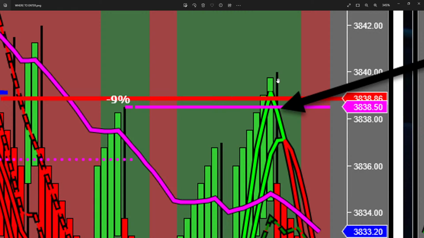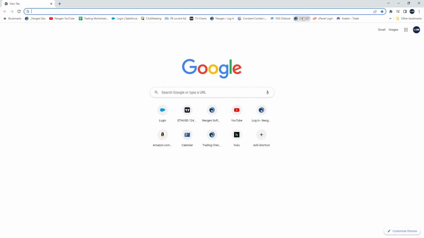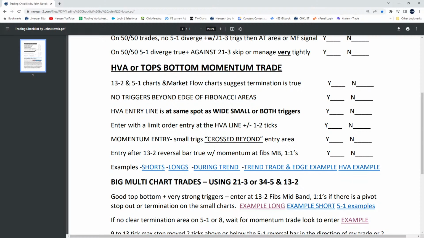This has to be true. Pivot stop out at Fibs. No triggers above it. Right? That's in the rules. No triggers above the Fibs, or in my rules anyway. I mean, it could get maybe a little bit above it, but just to go through the rules so you can kind of see it, Jose. No triggers beyond the edge of Fibs.